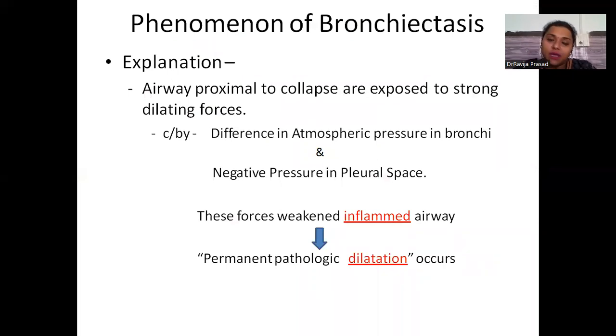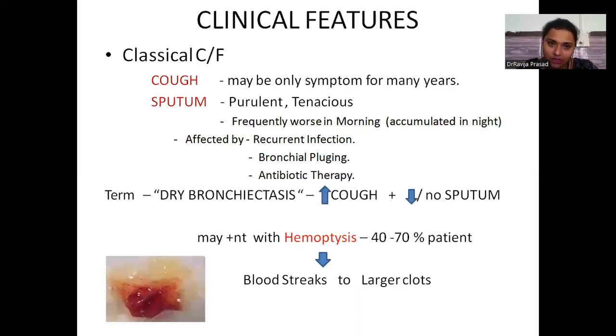Now, the pathogenesis of bronchiectasis. What exactly is the explanation? Airways proximal to the collapse are subject to strong dilating forces, the difference between atmospheric pressure in the bronchi and the negative pressure in the pleural space. These forces weaken the inflamed airways, leading to permanent pathological dilatation.